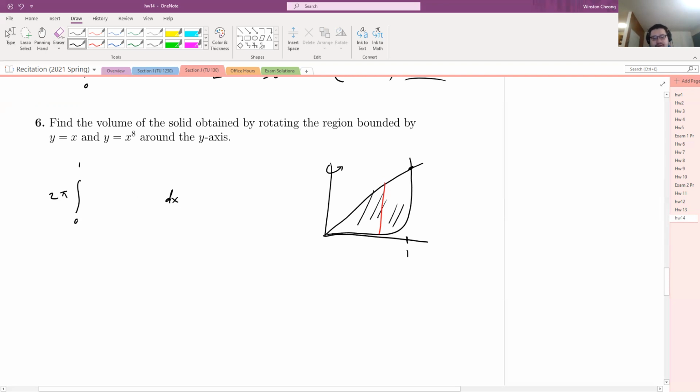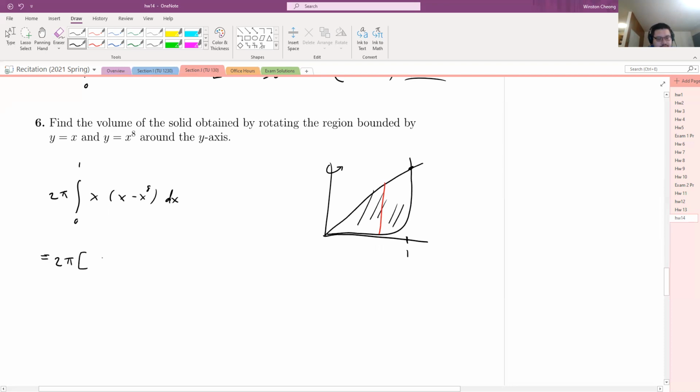Again, the radius for the cylinder is going to be just x. You can just see that from the diagram. And now the length or the height of the cylinder is going to be the difference of the two functions. So it's going to be x minus x to the 8th. Okay, so this is the integral to compute, which we can go ahead and do.